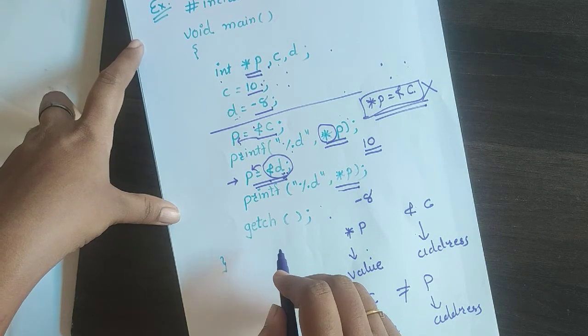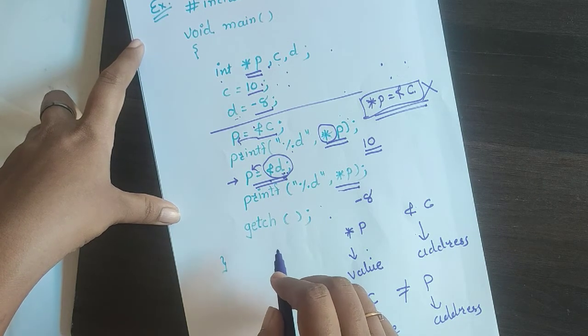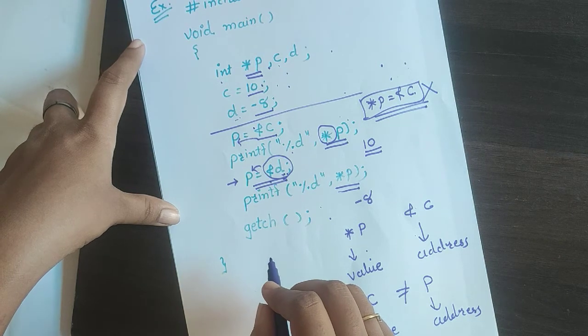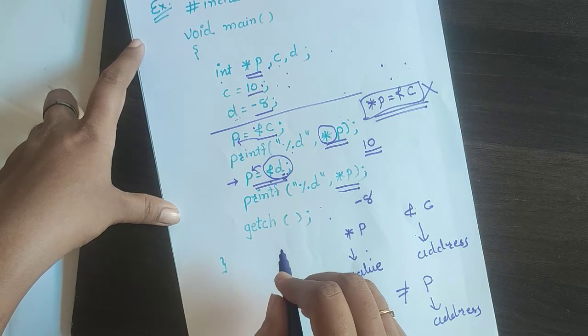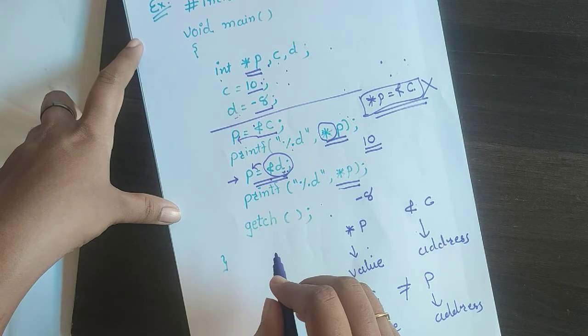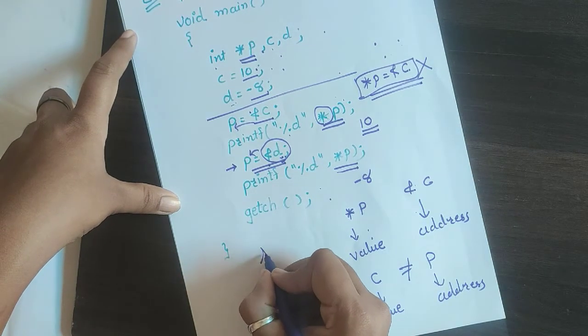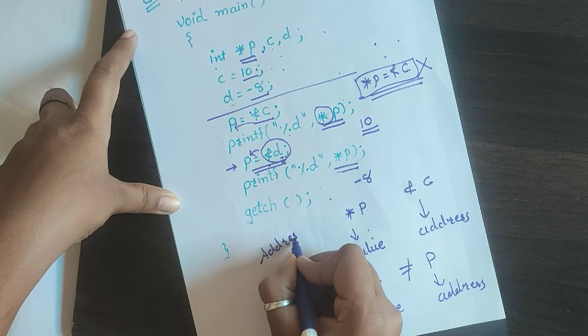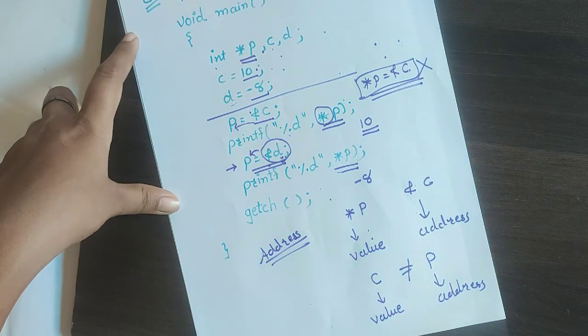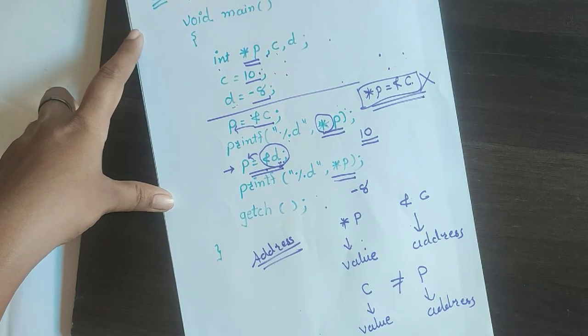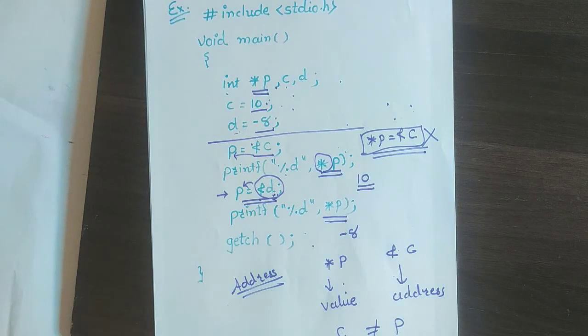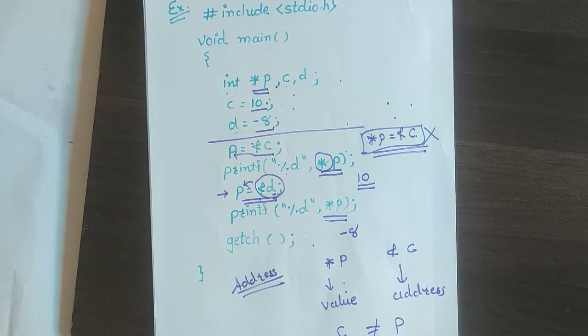So what is a pointer? A pointer is just another variable. But what is the difference from a normal variable? A normal variable directly stores the value, whereas a pointer is a variable that stores the address of another variable. Instead of storing a value directly, it stores the address of another variable. I hope you are all clear with this basic concept of pointers. In the next video we will come up with other important topics related to pointers. Till then, thank you.